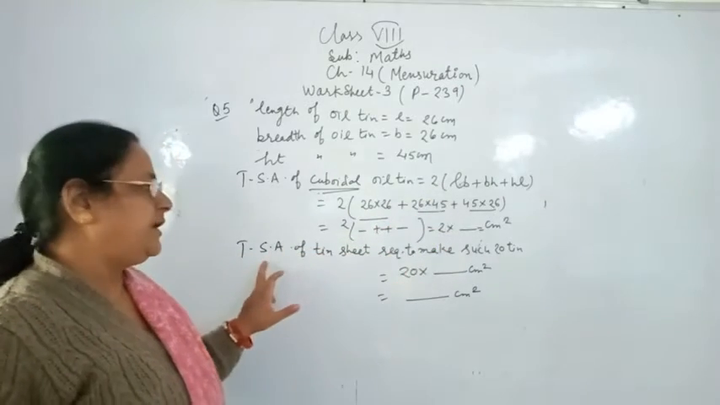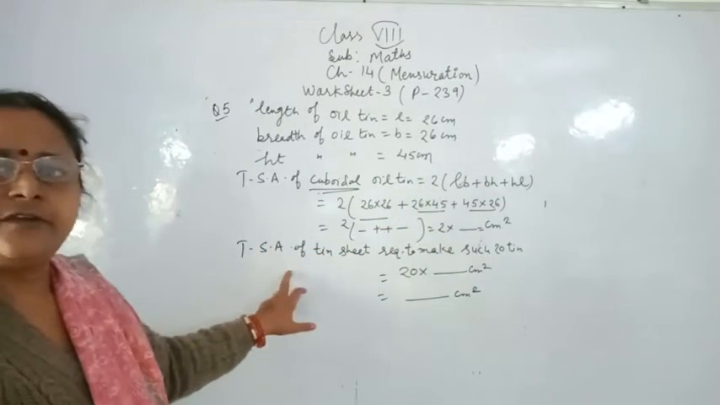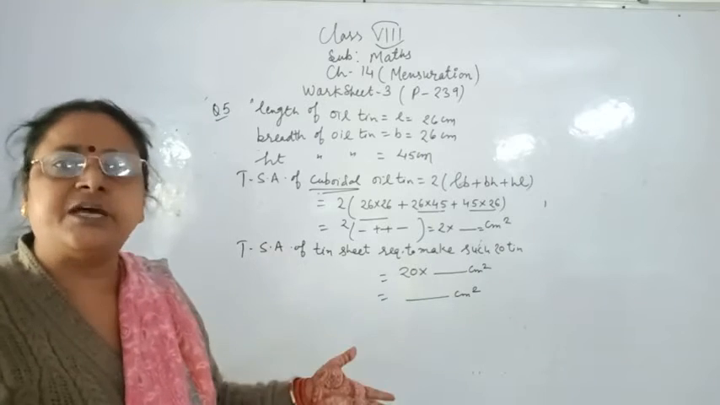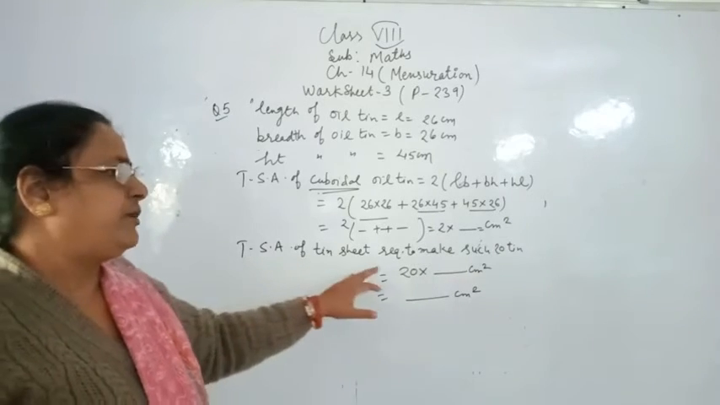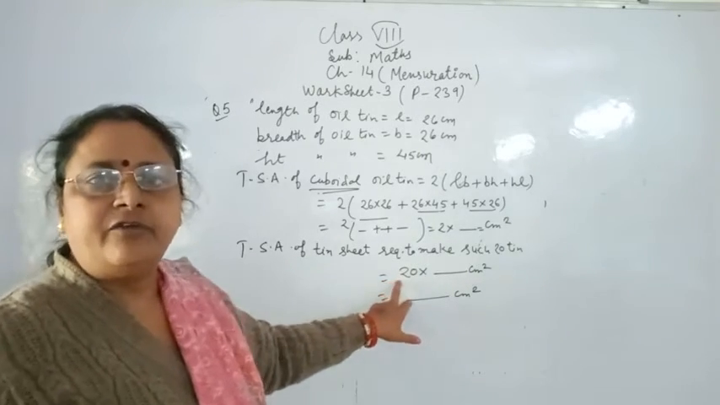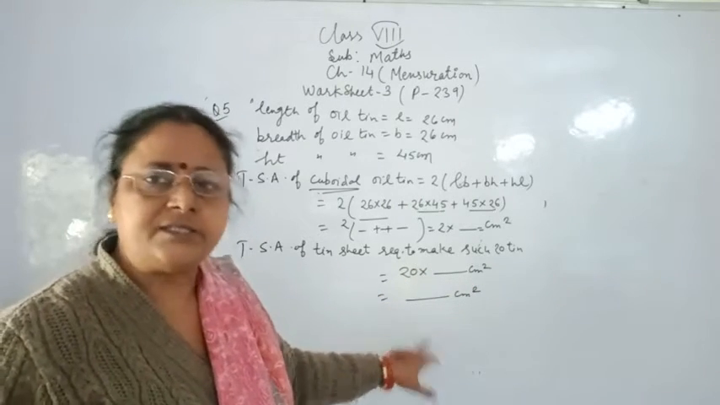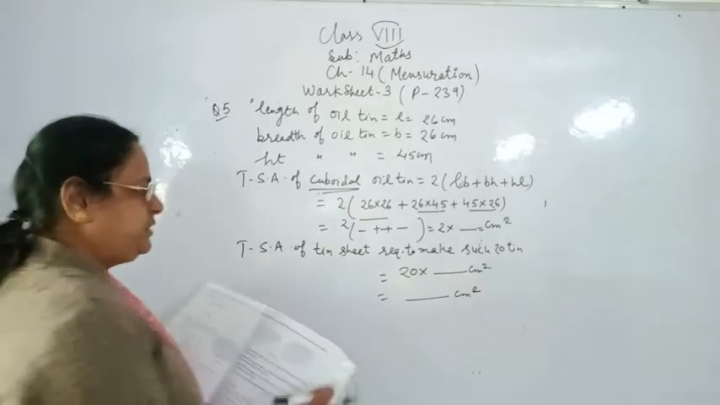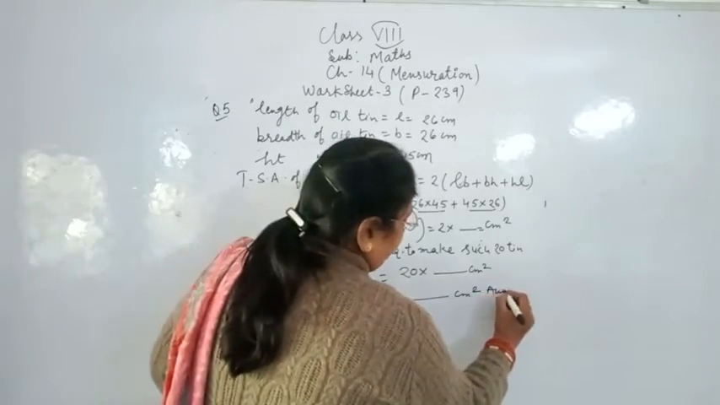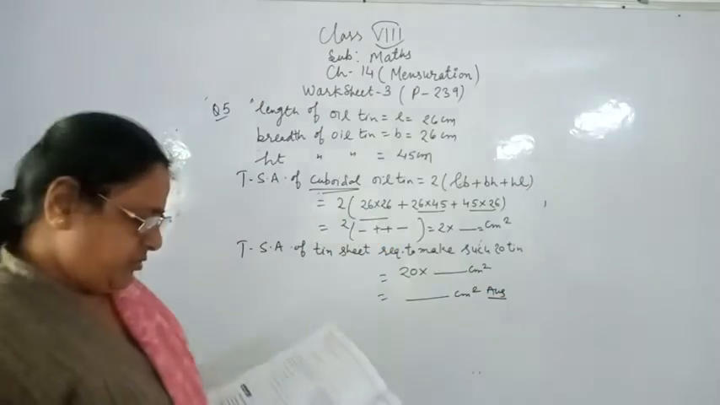Okay. After that you will get the total surface area of sheet required. Means कि जिस sheet से आप इसको बनाते हैं, we have to make 20 such tins, and you will multiply this total surface area by 20 to get the answer. Okay. Now you will do this question in your notebook. Okay. Now question number 6.